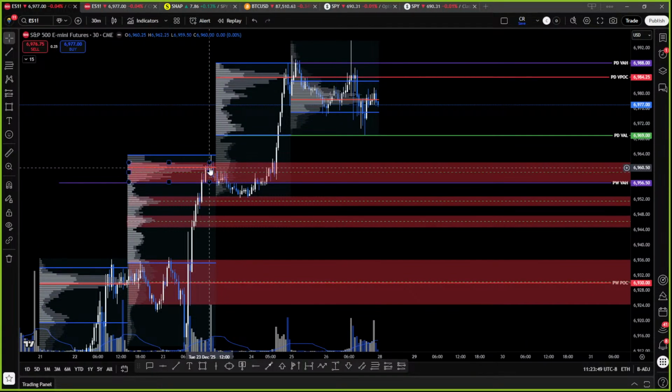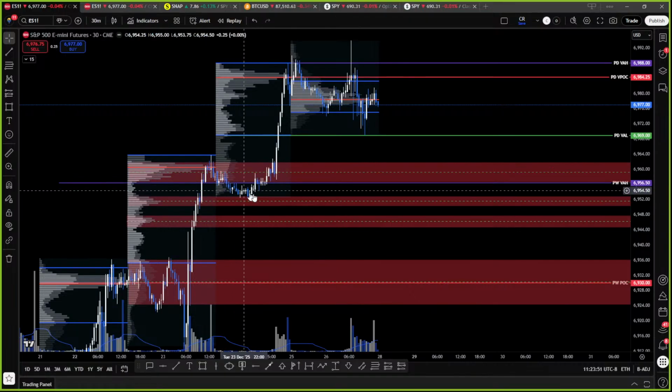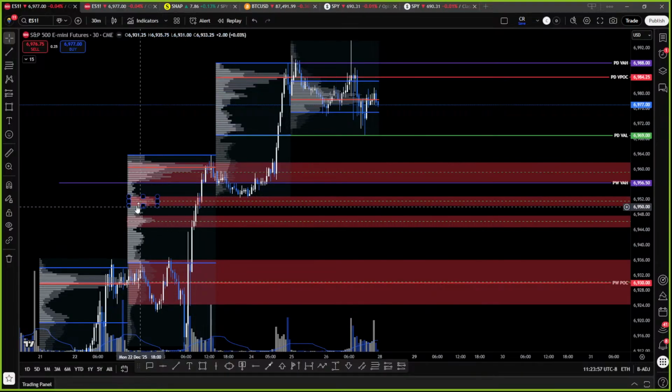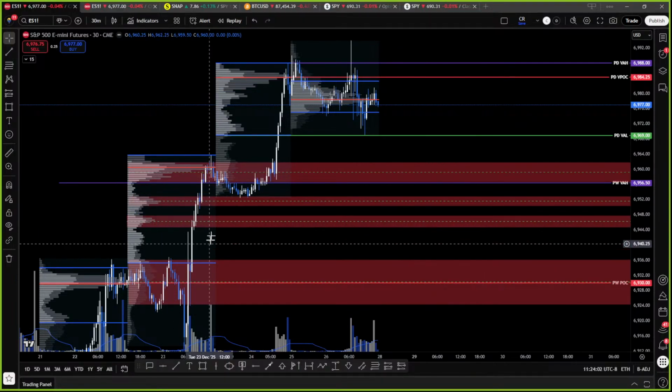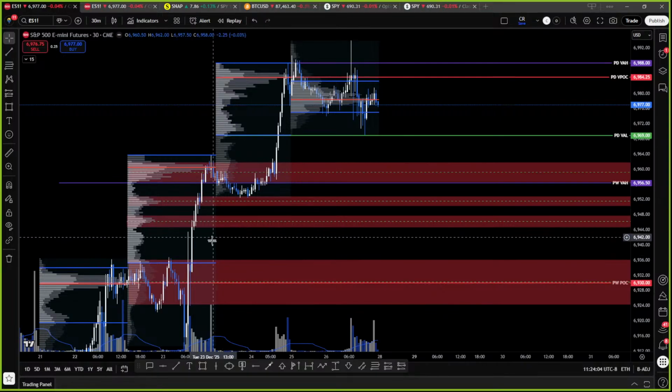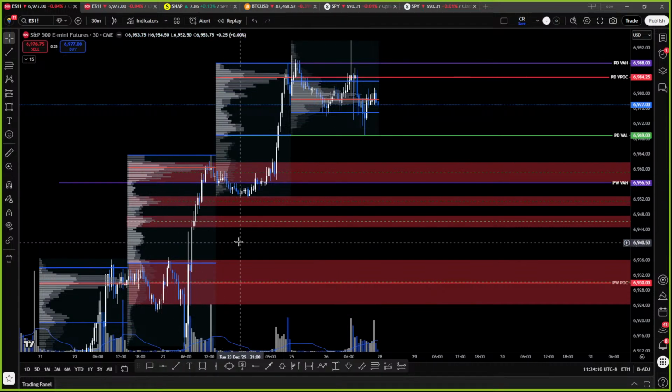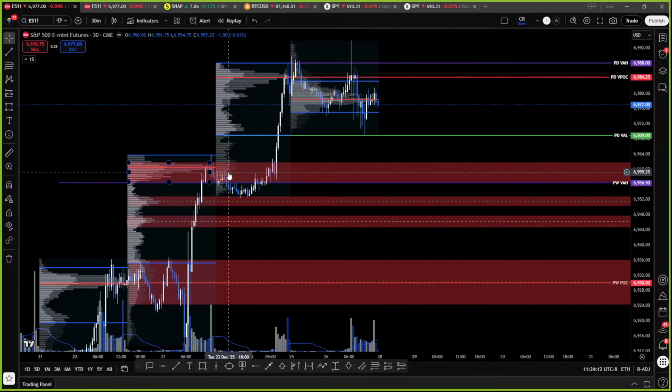I mean, so if we're long here, right? We have a high volume node. There's a little high volume node here. There's a little high volume node here. And then down here, I guess there is some volume, but not very much compared to the rest of this. Like, if we got long here, right?